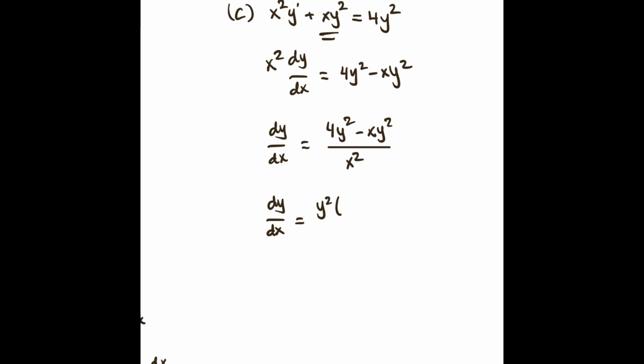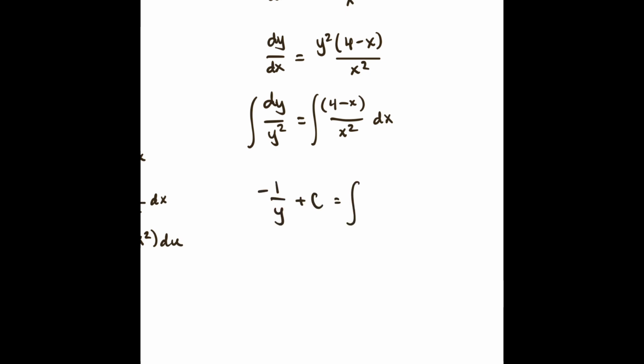We'll factor out a y squared, 4 minus x, divided by x squared. So now you can see clearly that this is separable because we can divide by y squared and then multiply by dx. And then integrate again. This integral is -1 divided by y plus c.